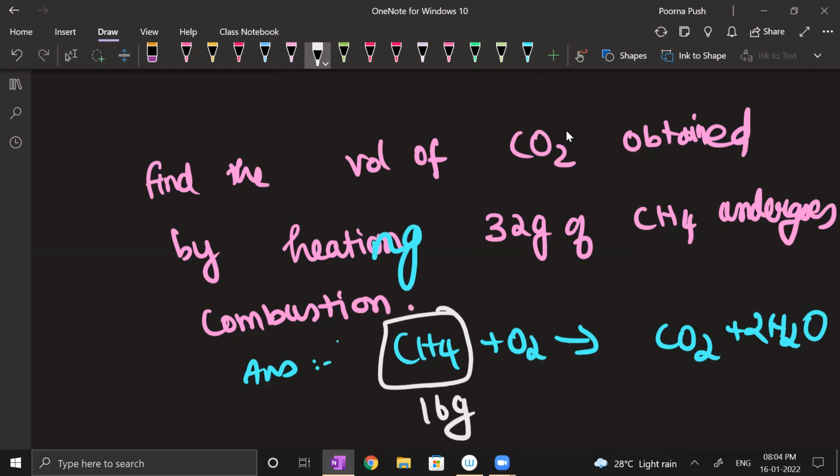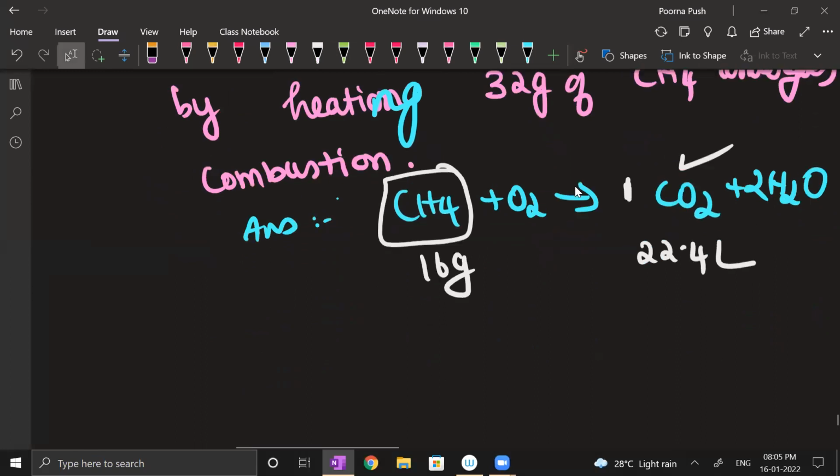16 grams of CH4 will combine to give how many moles here? Just one. So 22.4 liters at STP. What is the question? For 32 grams, how much? Correct? Yes, ma'am. You can do it this way, and if you do it this way, you take it as x.